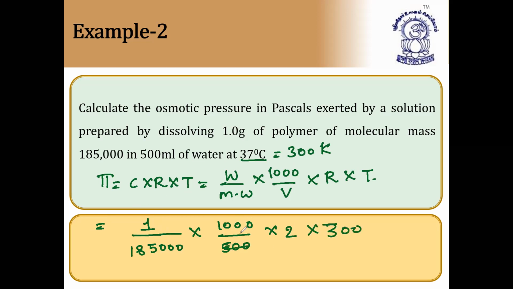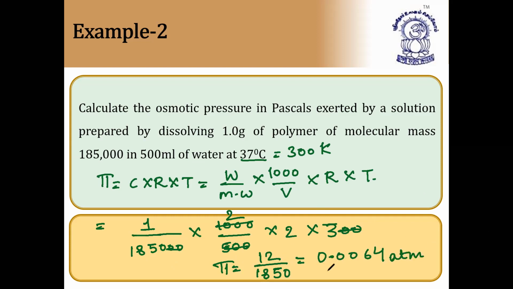So solve for this. 2 times, the zeros get cancelled. So 2 into 2, 4, this is 12 by 1850. 12 divided by 1850 is equal to 0.006, approximately 0.0064, that is 6.4 × 10^-3 atmospheres. You have to change them into pascals.